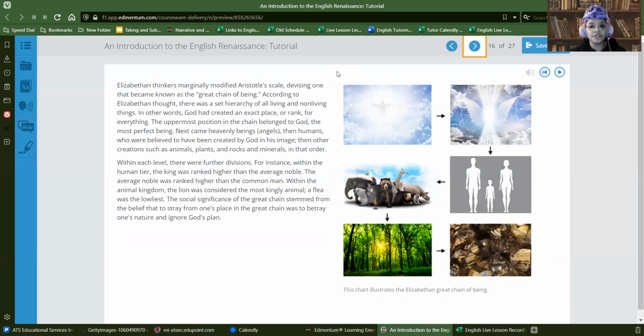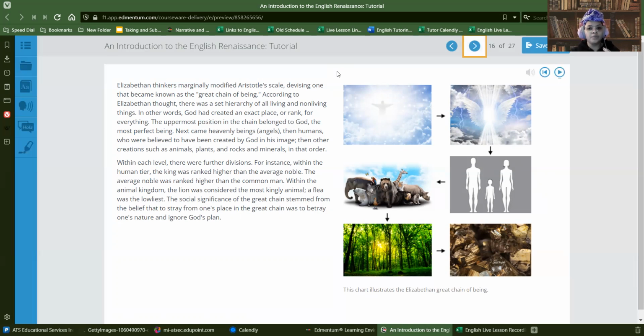The Elizabethan thinkers changed the great scale to something that was known as the Great Chain of Being. So they made a hierarchy of their own. God was at the top because he made everything. Obviously, he's the most perfect type of being. And then next is the heavenly host, which is like the angels, and then humans who were created by God in his image. So we're moving from closest to God down lower. So below humans are other things like animals, plants, rocks, and minerals in that exact order.